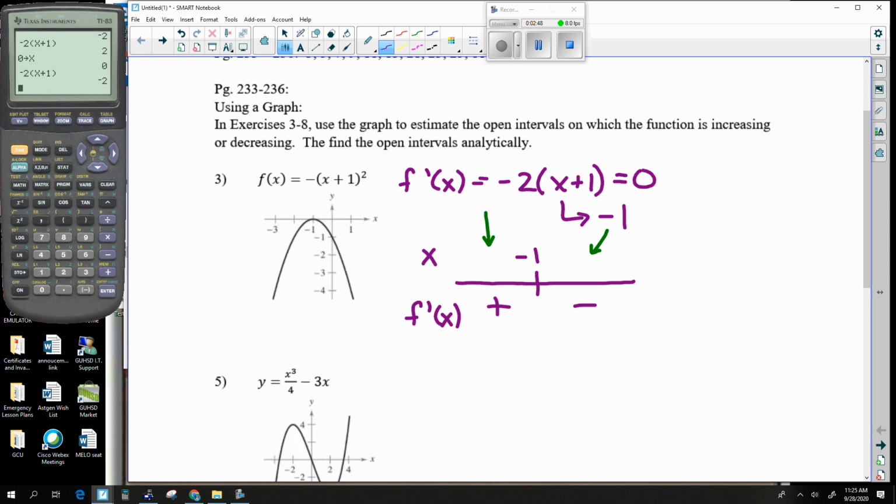Again, the derivative is the slope of the graph. Because this first answer is positive, the derivative is positive, which means f, the original function, is increasing. And here, because it's negative, the slope is negative, which means f is decreasing. Let's formalize this. Where is this increasing? It's increasing from negative infinity to -1. Where is this decreasing? It's decreasing from -1 to infinity.